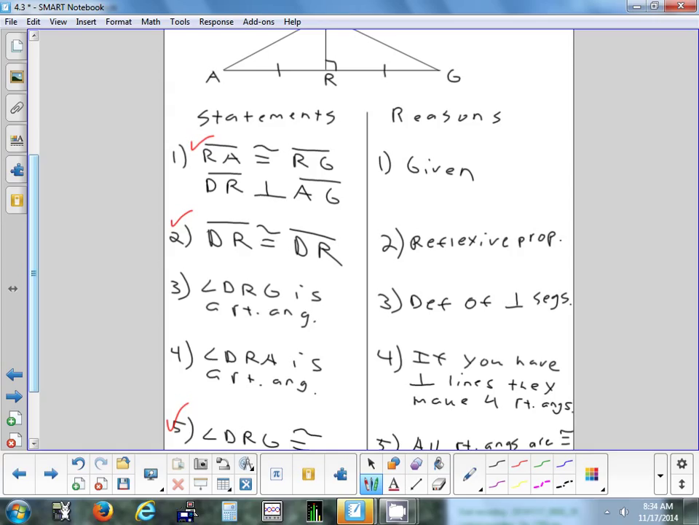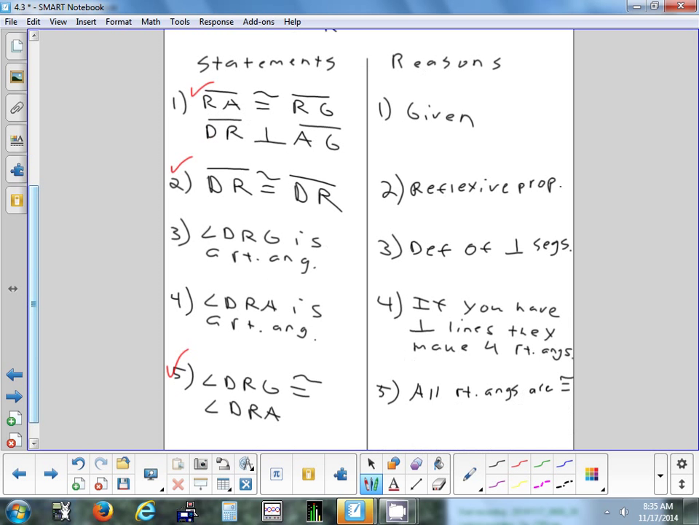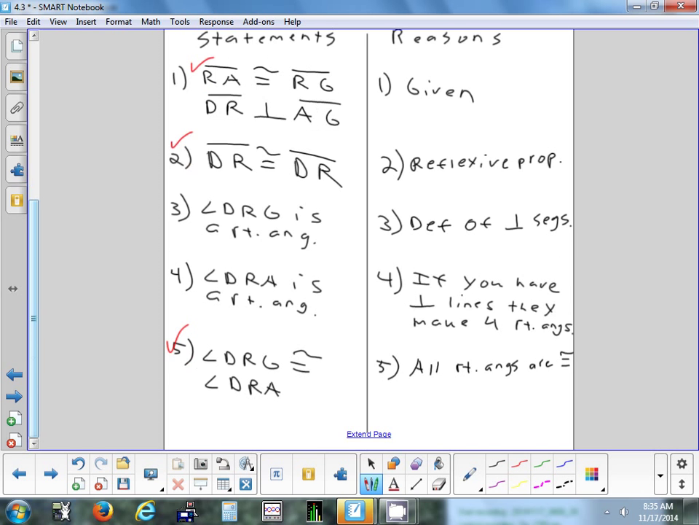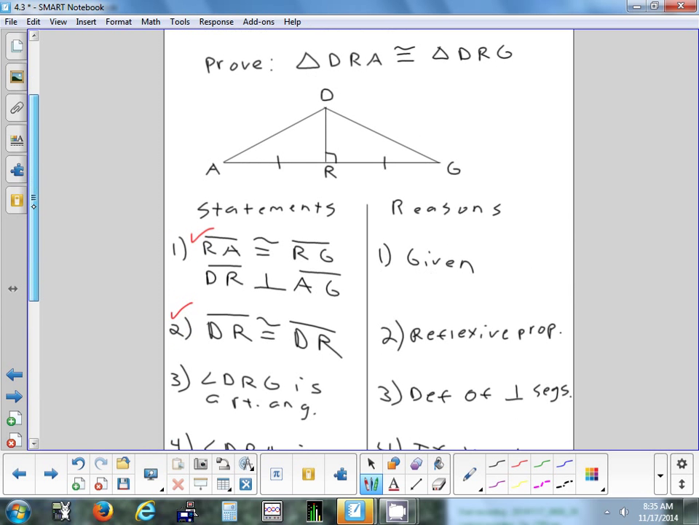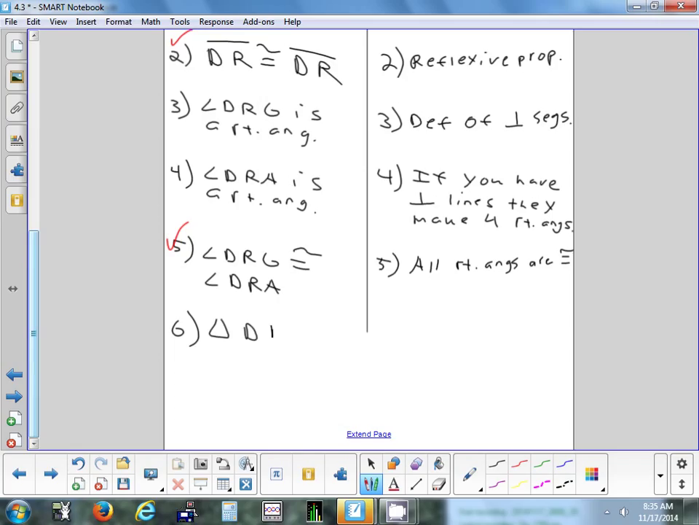So what postulate proves these 2 triangles are congruent now, using the things checked off in red? Side, side. We've got a side, step 5 is the angle, and step 2 is another side. So step 6, state your congruence. Triangle DRA is congruent to DRG. And the reason? Side angle side congruence postulate.